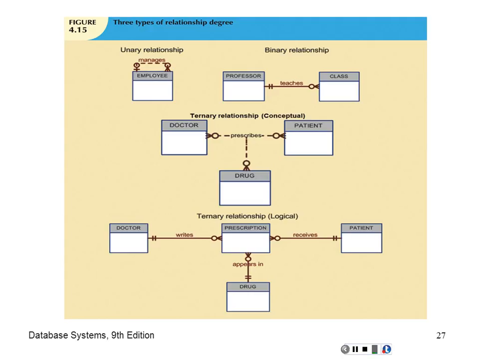Almost perfect. One employee may manage zero or more other employees, and each employee may be managed by one and only one employee. Okay, so therefore, everybody has a boss.